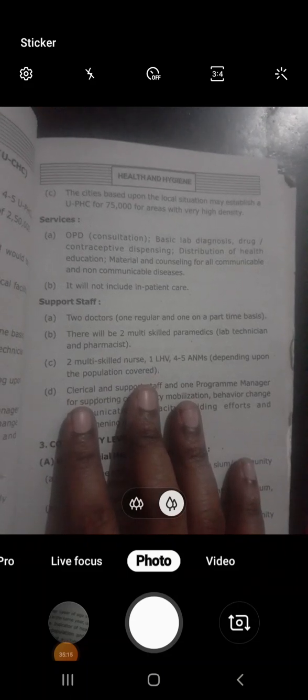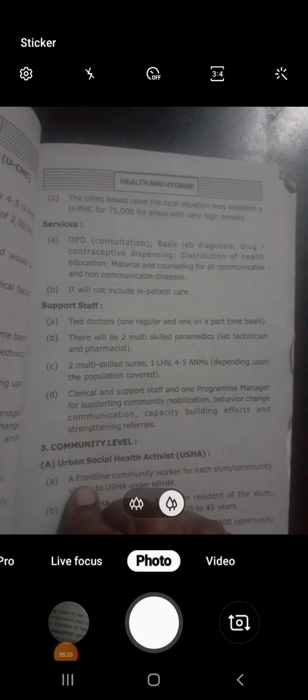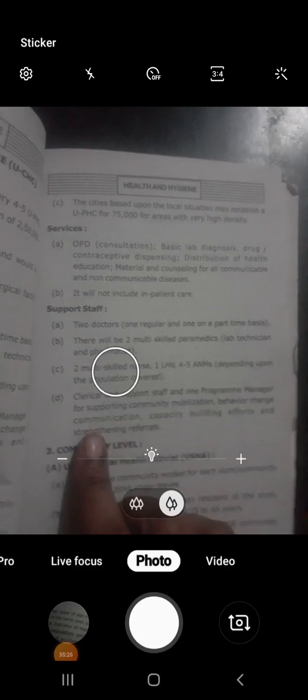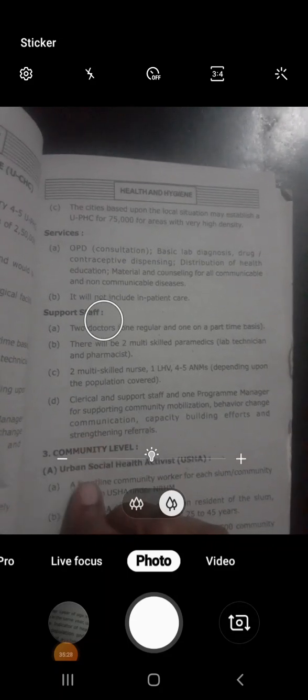Next, coming to support staff. Support staff is 2 doctors, 1 regular and 1 part-time. There will be 2 multi-skilled paramedics like the same, and 2 multi-skilled nurses, and also clerk and support staff should be there. One program manager should be there.